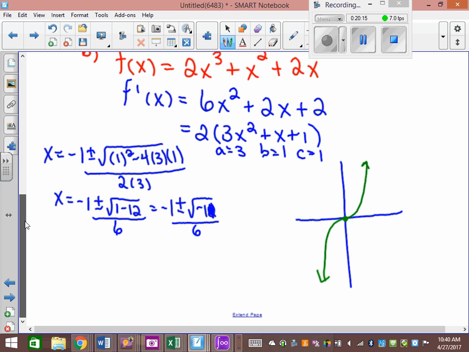I really wish I could have my calculator working. It's just so much nicer. I'll get it working tomorrow. Okay.